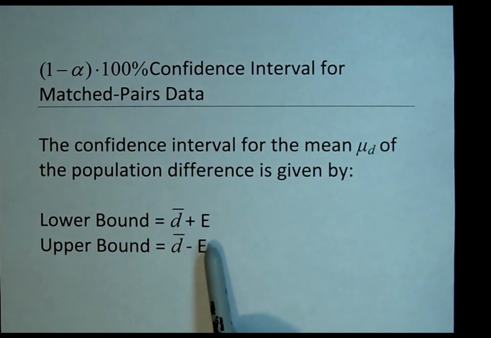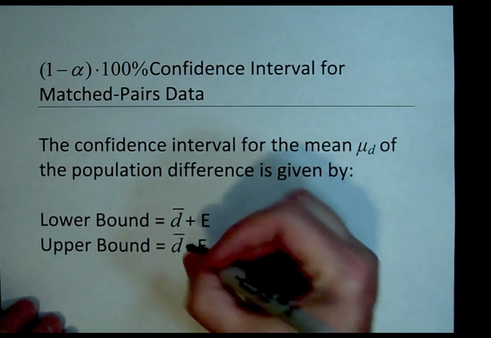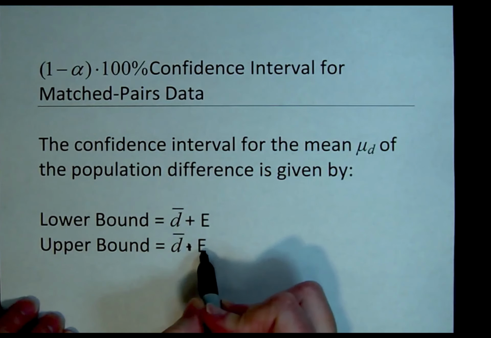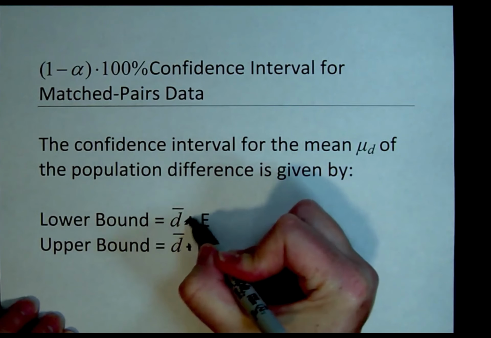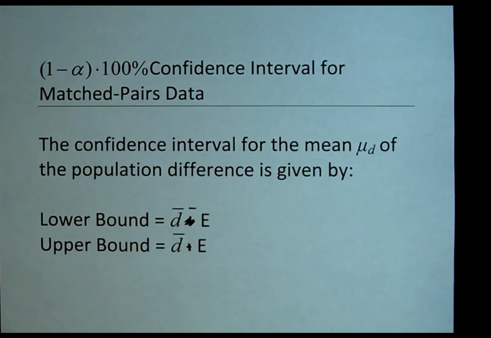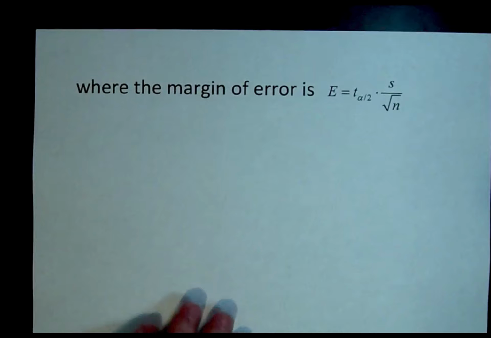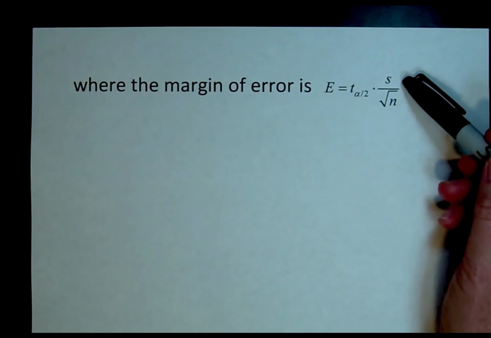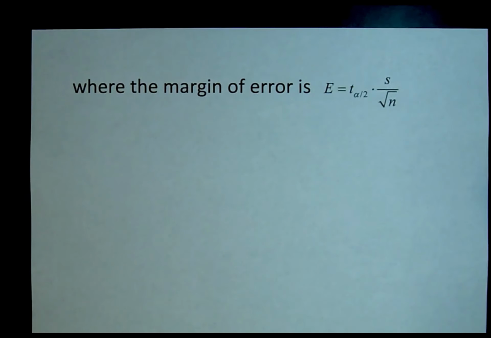The upper bound is when you take your point estimate and add the margin of error to it. The lower bound, you have your point estimate and subtract the margin of error. The margin of error in this situation is t sub alpha over 2 times s. Remember, s is the sample standard deviation divided by the square root of the sample size.